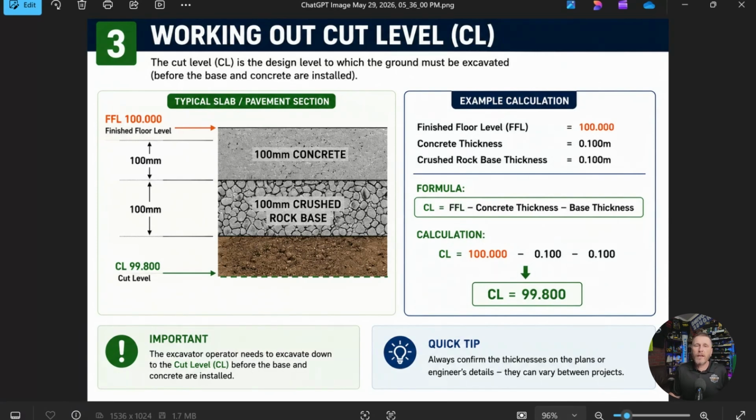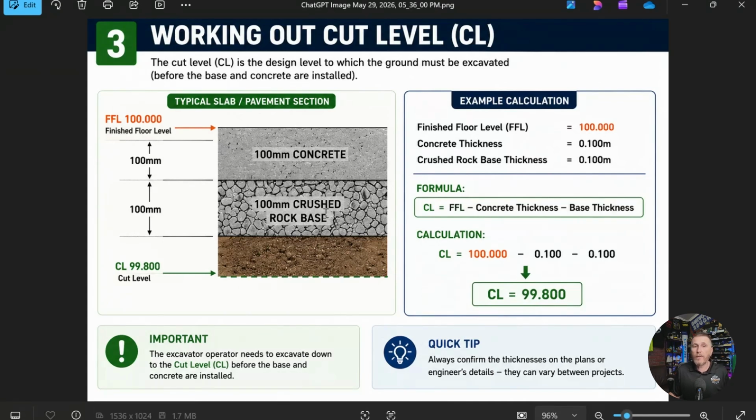What does this mean? It means that the excavator operator must dig down to an RL of 99.800 before the base and concrete are installed. If you excavate too deep, you'll have to add additional fill. If you don't excavate deep enough, then the slab may end up too high and then it stuffs everybody on site after that.